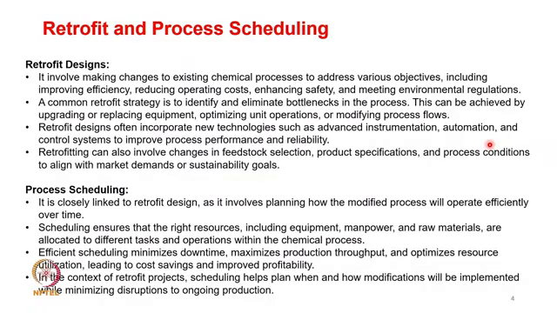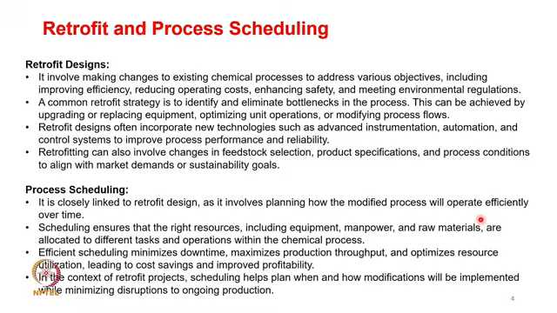Retrofitting could involve redesign itself, or incorporating new technologies in instrumentation and automation, or something else as well. Retrofitting is also connected to process changes. For instance, it may include changes in the feedstock selection, process specification, and process conditions to align with the demands or sustainability goals.